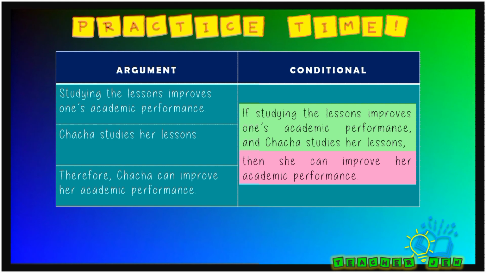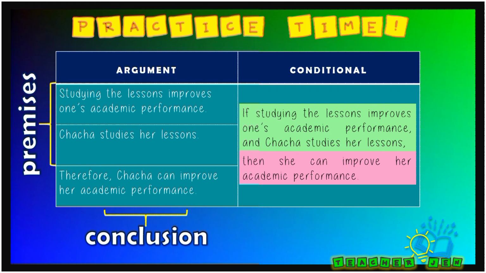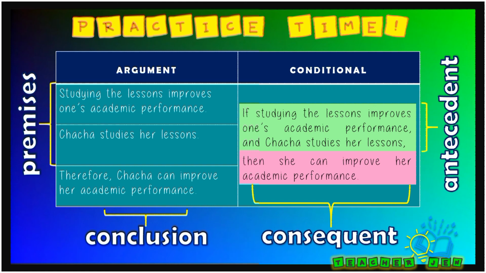Now let's check if you were able to identify the parts. In the argument, this part here is called the premises, and this one is the conclusion. In the conditional statement, we have here the antecedent, and this one is the consequent.